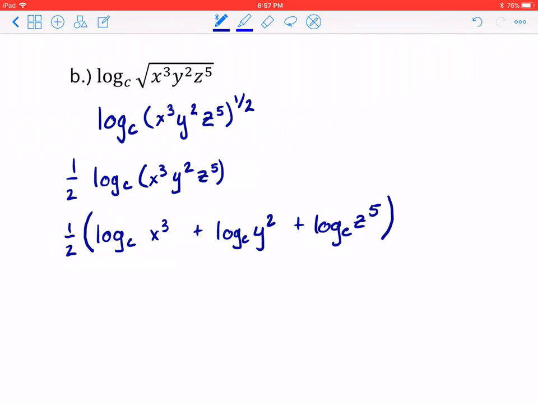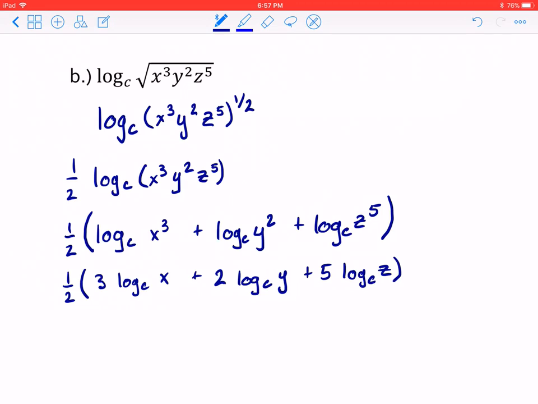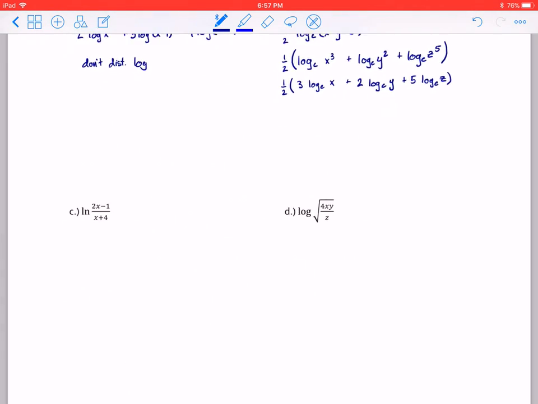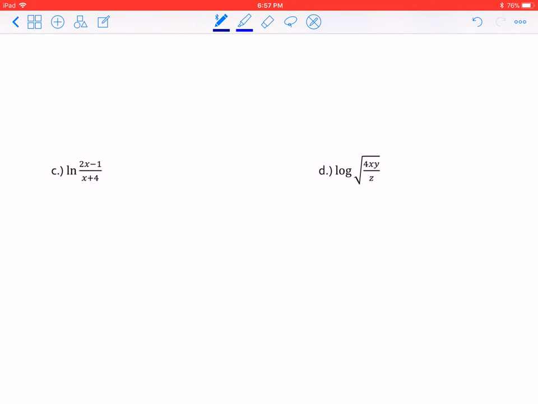And now just applying the power rule with the exponents on each of the individual variables, we have 1/2, and then you would have 3 log base c of x plus 2 log base c of y plus 5 log base c of z. If you really think about it, you could distribute the 1/2 here if you want. Again, that really all depends on your purpose. For right now, we're just expanding, and this really does look expanded. We have two more examples down below, very similar to the ones we've encountered above. I'd encourage you to take a moment and see if you can simplify these before I do.